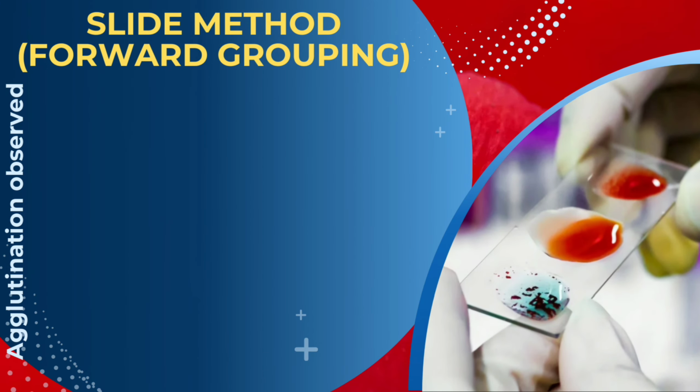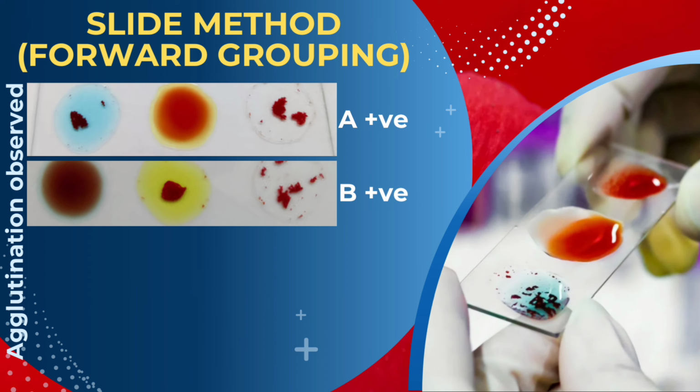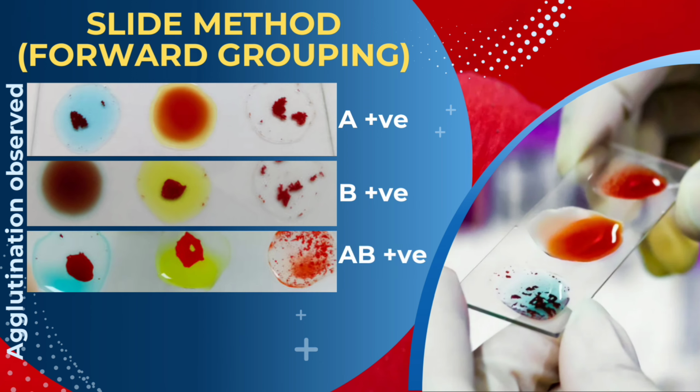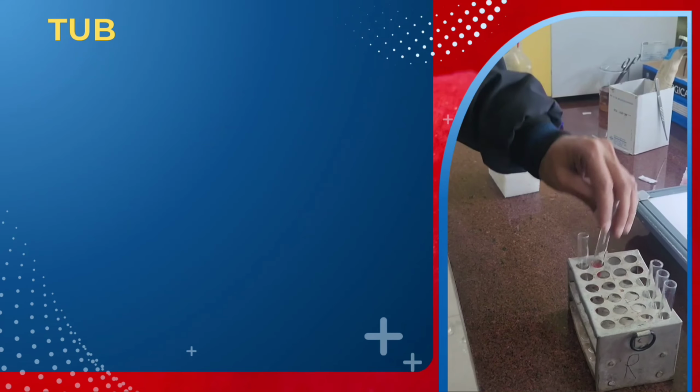The results can be interpreted as follows. If agglutination is observed with anti-A, the blood group is A. If agglutination occurs with anti-B, the blood group is B. If agglutination is seen with both anti-A and anti-B, the blood group is AB. If no agglutination is observed with either anti-A or anti-B, the blood group is O. Additionally, if agglutination is observed with anti-D, the person is Rh positive.